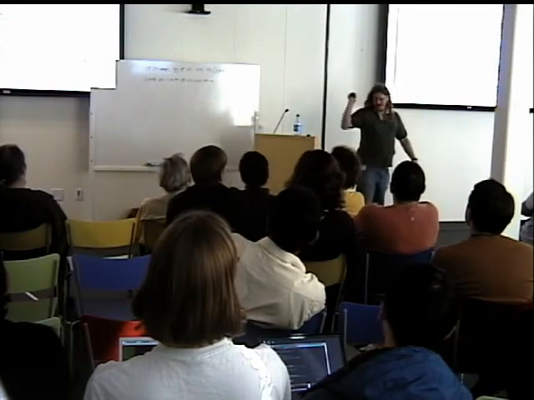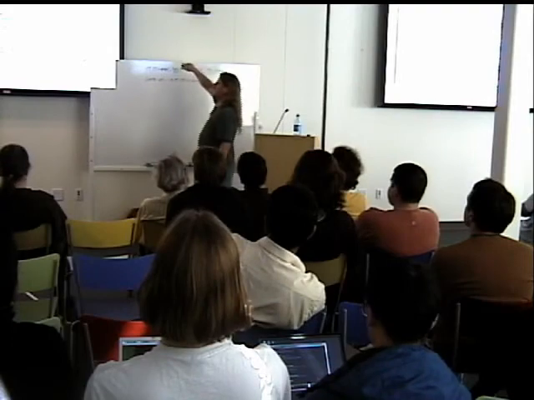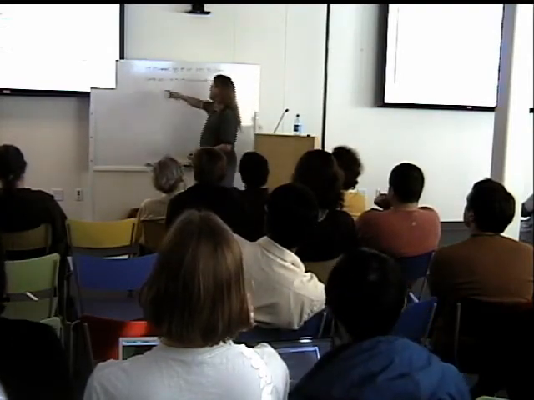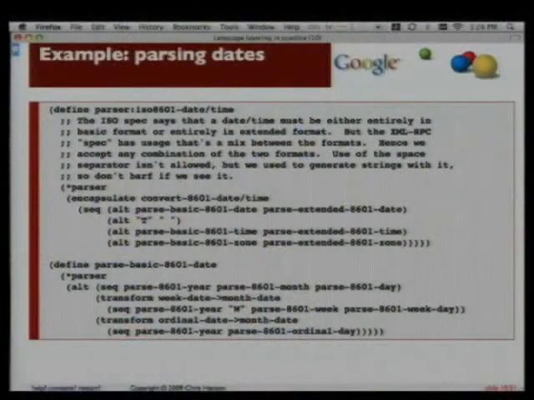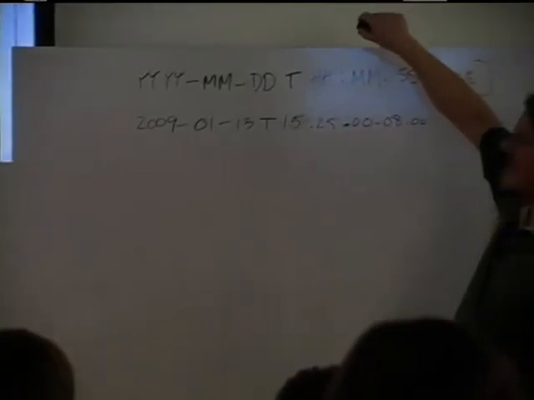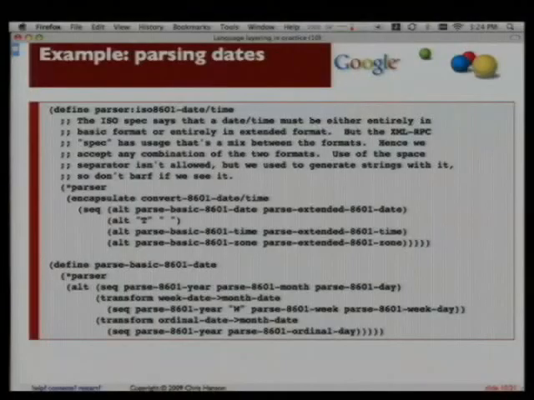Okay, so what happens here is that we're going to have the parts of this thing. We have a date, we have this T, then we have time, and a time zone. So there are 3 parts, and they're sequentially in here, with the separator. The seq says they're in sequence. And then there is this funny thing going on, which is alternatives.